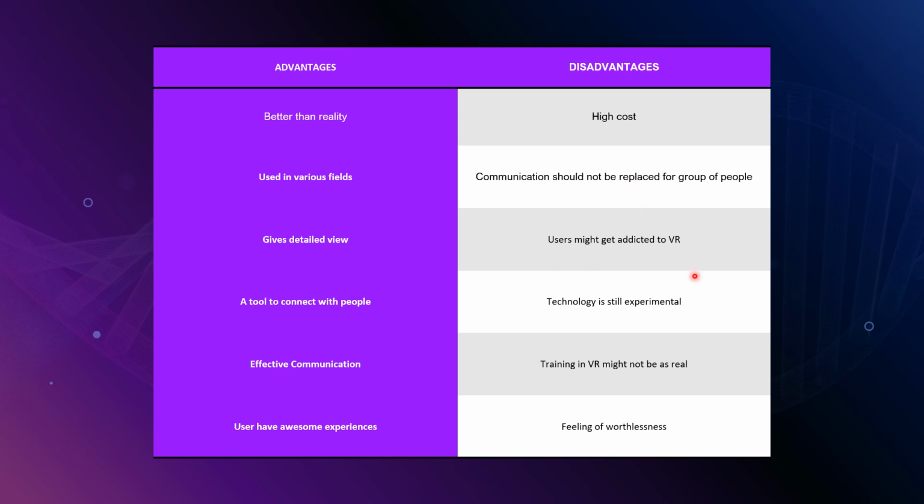The third disadvantage is that users might get addicted to VR. They might tend to get addicted to what is not real, which is the virtual world, and they might neglect what is real, which is the non-virtual environment around them. And this addiction can cause various health issues to them.